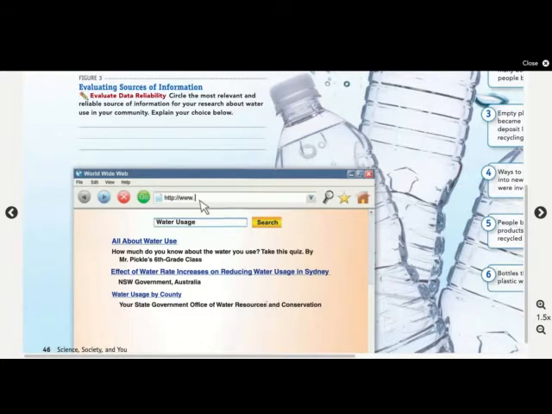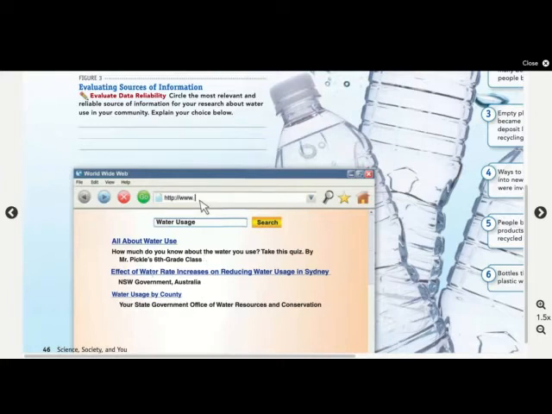So which one do we think is the most relevant to us? Let's look at the first one, all about water use. Take a quiz designed by 6th graders. I don't know about you, but I don't know if that's quite as relevant as it should be. I don't know if I would want to take a quiz by 6th graders about water use. You probably also don't, and you are 6th graders. So I'm going to go with this first one, not super relevant.